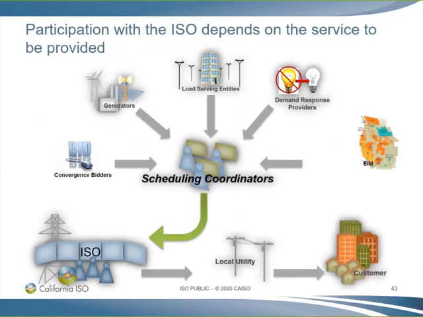If an entity chooses not to become a scheduling coordinator, it would need to contract the services of a certified scheduling coordinator to participate on their behalf. Scheduling coordinators may include convergence bidders, demand response providers, utility-owned generation, independent generators, energy imbalance market participants, and power marketers.